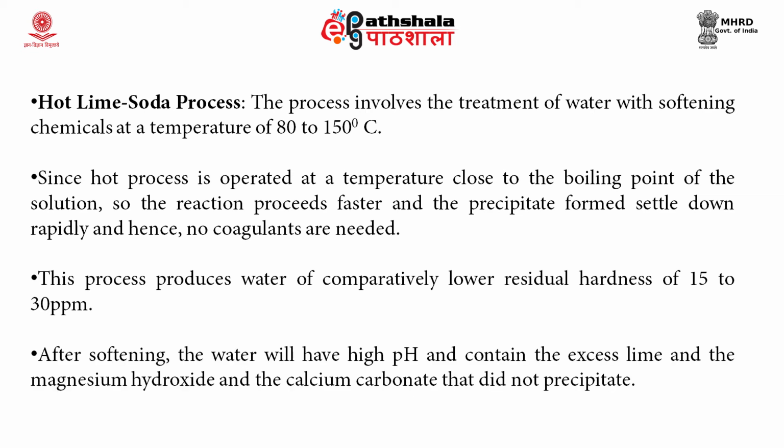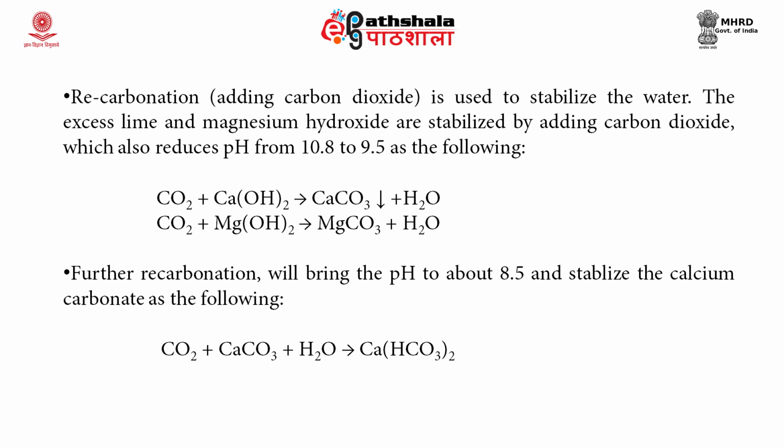After softening, the water has a high pH and contains excess lime, and the magnesium hydroxide as well as the calcium carbonate present in the water that has not precipitated is also a problem. So, recarbonation, that is adding carbon dioxide, is used to stabilize the water. The excess lime and magnesium hydroxide are stabilized by adding this carbon dioxide, which also reduces the pH from 10.8 to 9.5, and the reactions are shown on the slide.